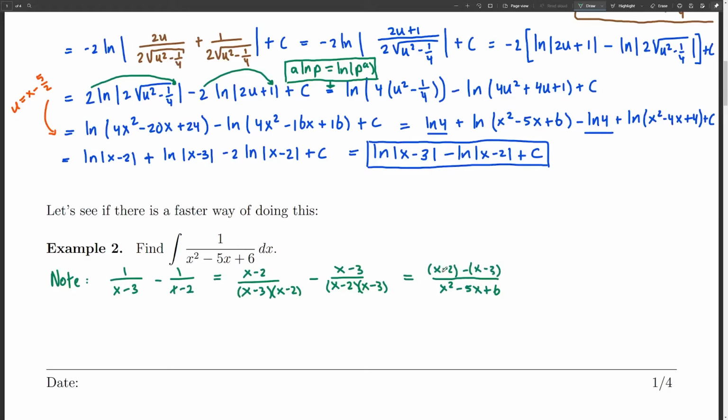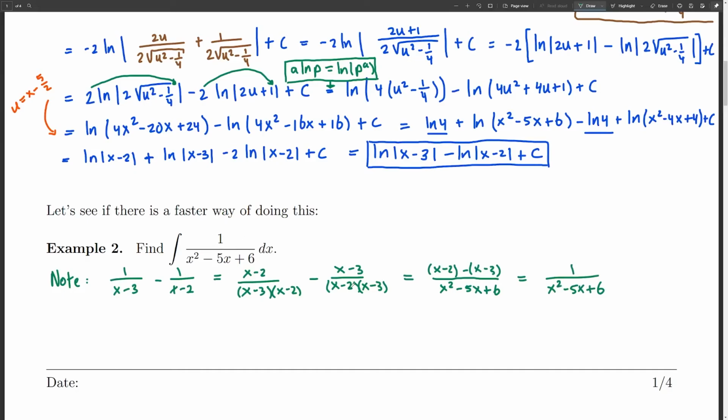And that simplifies quite a bit because the x's cancel out, and then the negative 2 minus minus 3 gives us 1 in the numerator. So this is a way to rewrite the integrand. Now, you can ask yourself, how did you know that we had to subtract those two terms to get that 1?